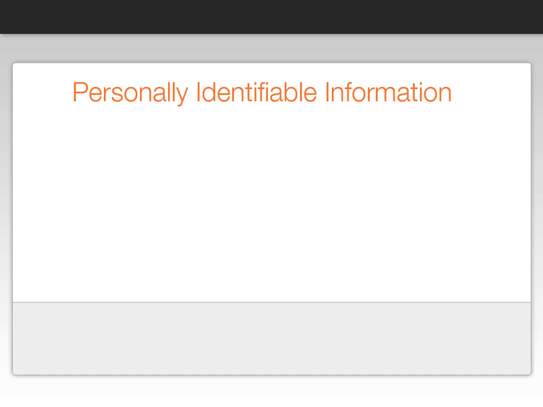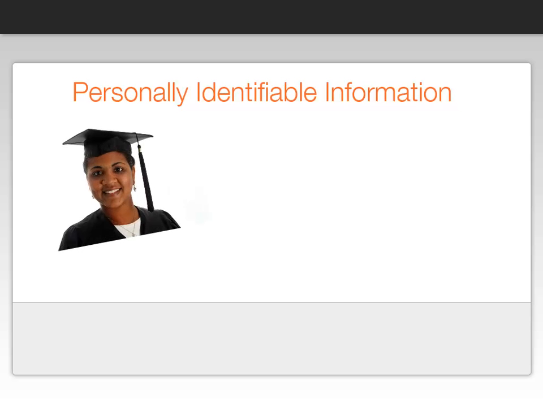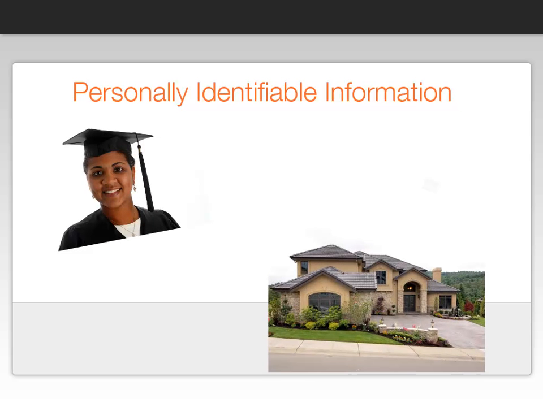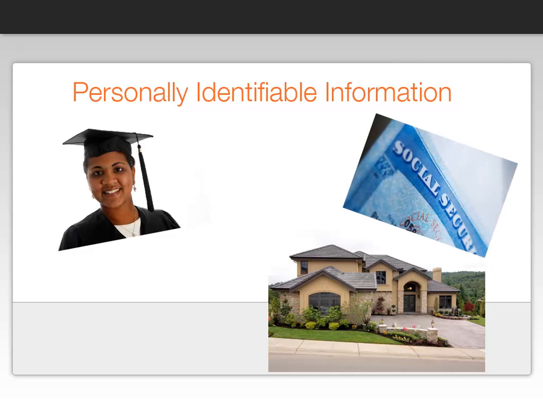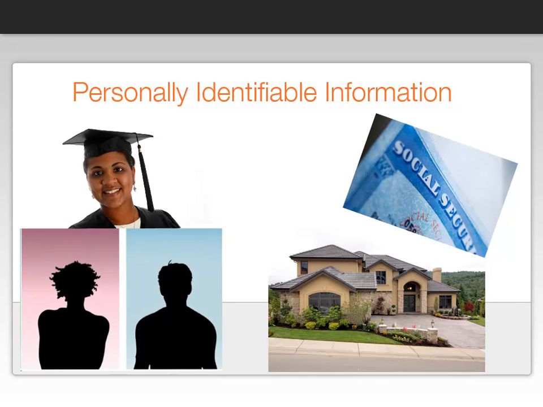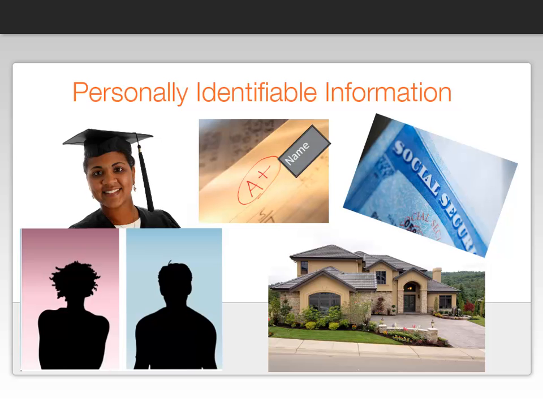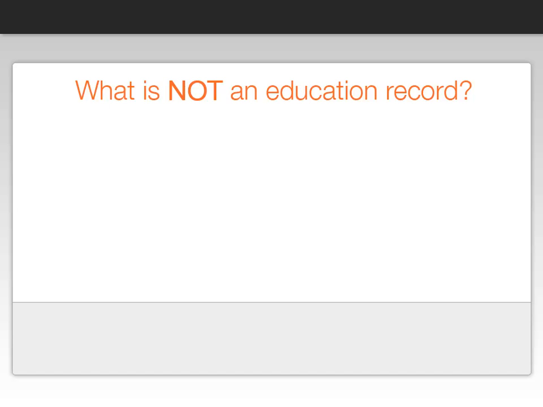Personally identifiable information includes any of the following: the name of the student's parent or other family members, the student's campus or home address, a personal identifier like Social Security or student ID number, a list of personal characteristics or other information which would make the student's identity known with reasonable certainty. This is why posting of grades by name, SID, or SSN without the student's written permission is not permitted under FERPA.